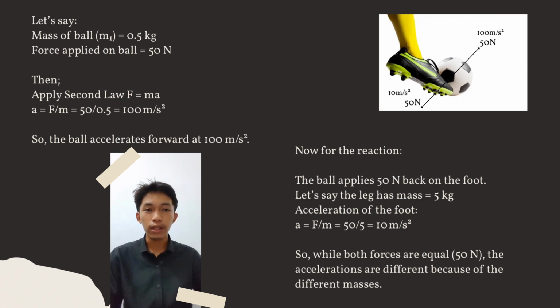So what did we see? The action of force on the ball is 50 Newton forward, and the reaction of force on the foot is 50 Newton backward. Even though the forces are equal, the accelerations differ because of the different masses. This is Newton's third law in action.